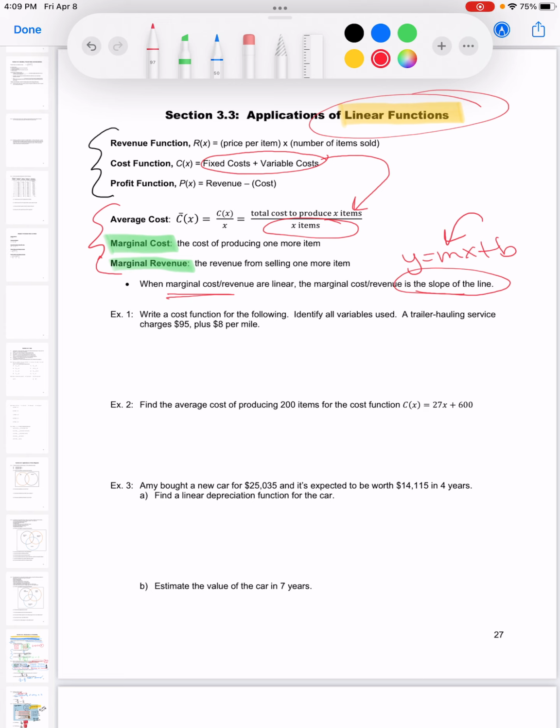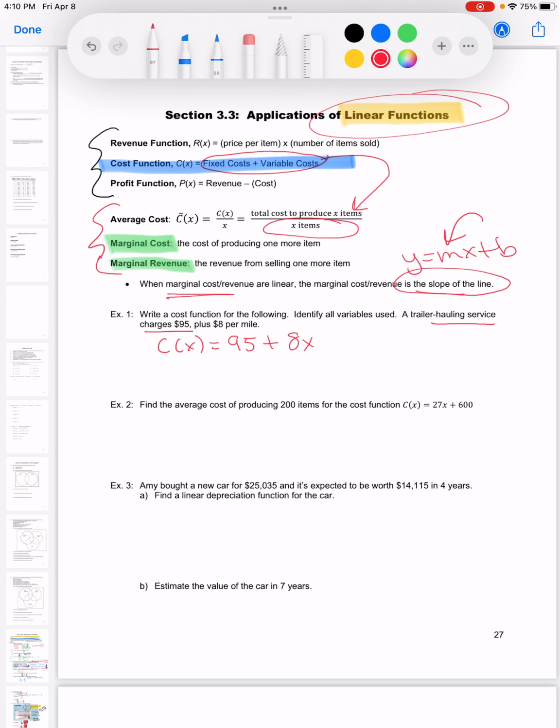All right, so let's get looking at these problems now that we had a kind of a rundown of the different topics at the top. So for this first one, we want to find the cost function. So that's from way up here, this cost function. C of x is going to be equal to the fixed cost. So that's going to be the $95. Plus the variable cost, that's the cost that goes with the variable. So that changes depending on how many miles we go. So 95 plus 8x. And you could change the order of that and you could have 8x plus 95 and that would work just fine.